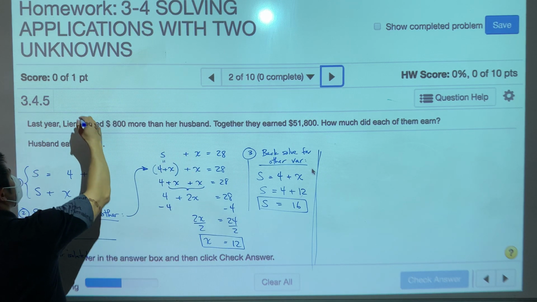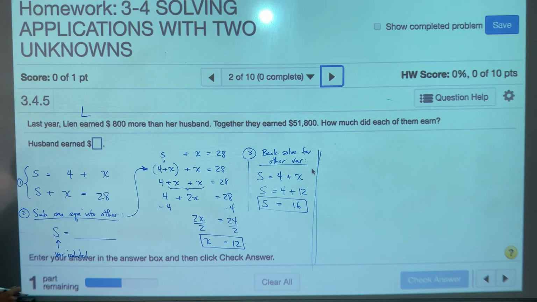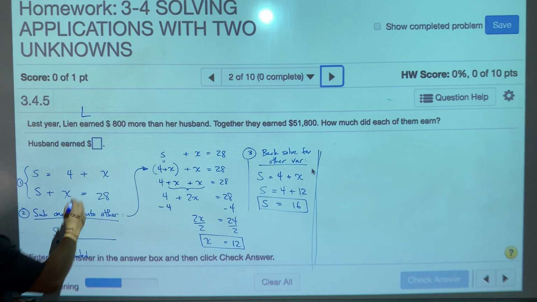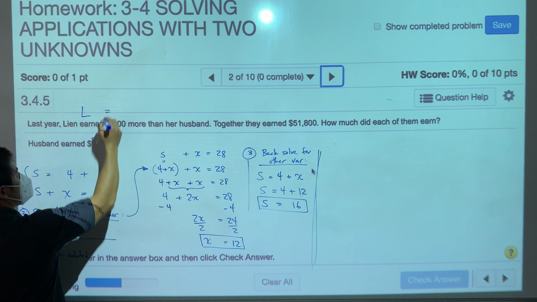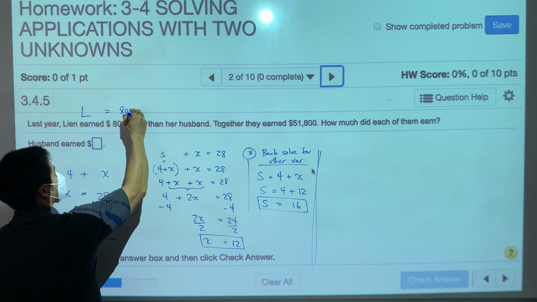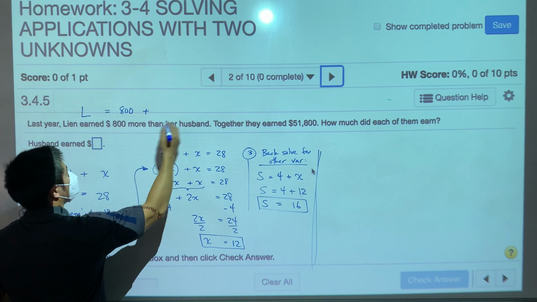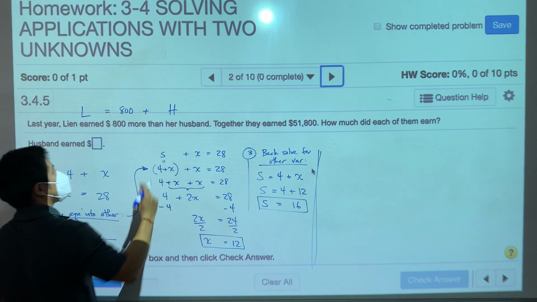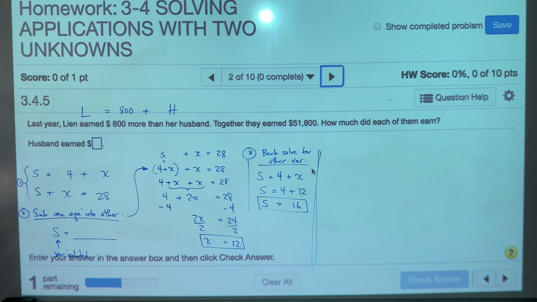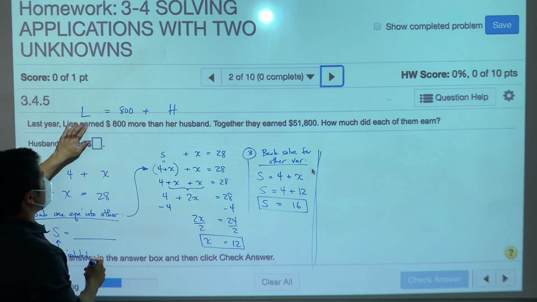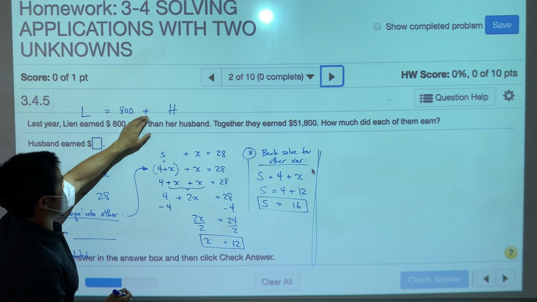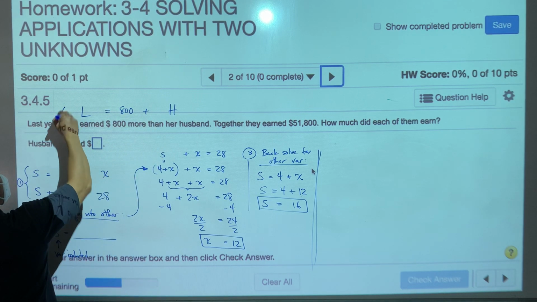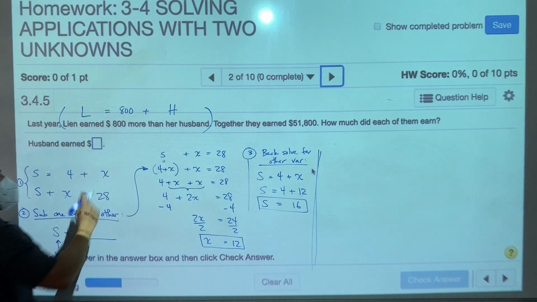Lean earned. That means Lean had a salary, right, everybody? So Lean had a salary. Her salary was $800 more than whatever husband H. You guys with me so far? So Lean earned $800 more than her husband. All of that is wrapped up in that equation.